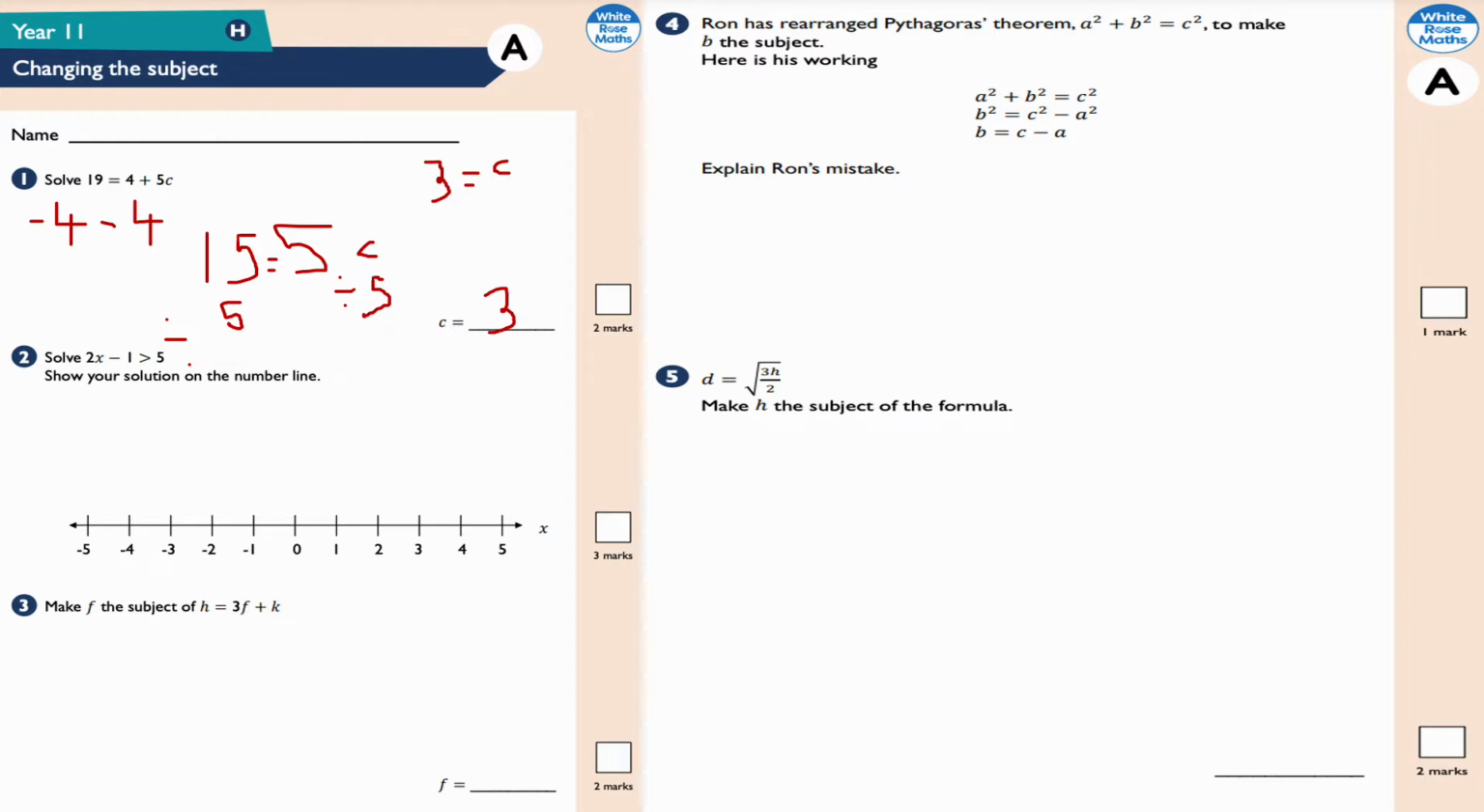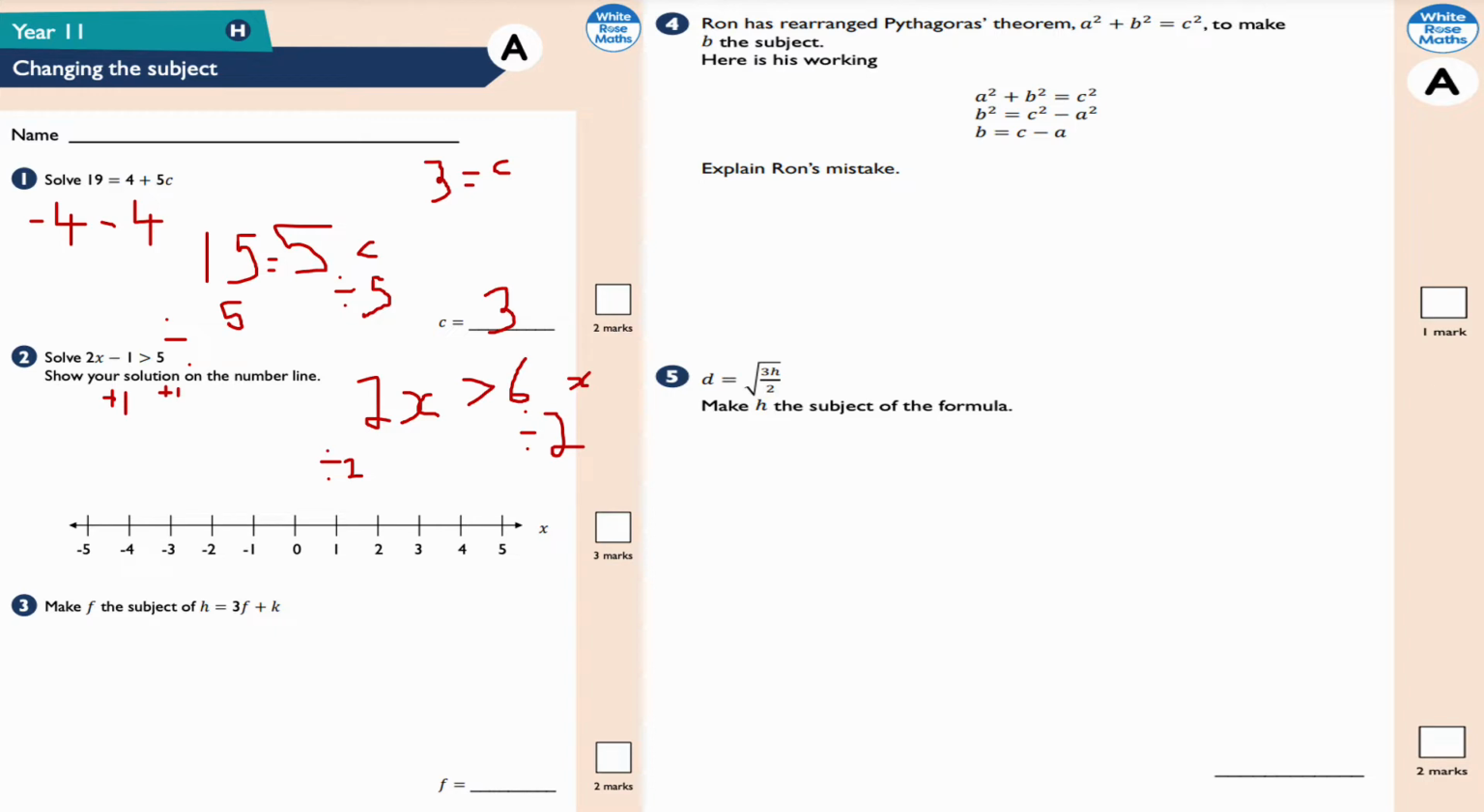This is question number 2. Solve 2x minus 1 is greater than 5. Show your solution on a number line. So it's solving an inequality treated the exact same way. So add 1 to both sides, okay, I get 2x is greater than 6, dividing both sides by 2, because 2x means 2 times x, so dividing both sides by 2, we get x is greater than 3.